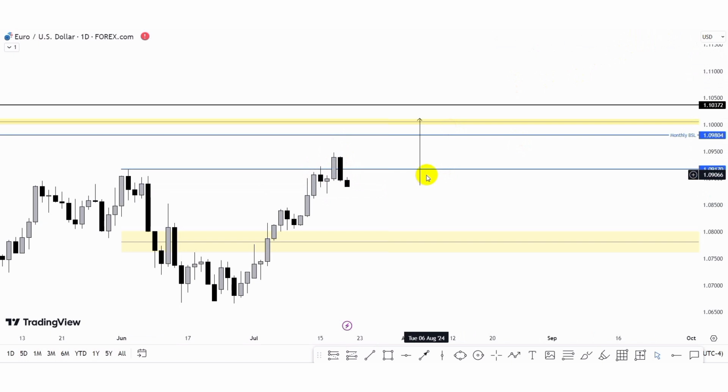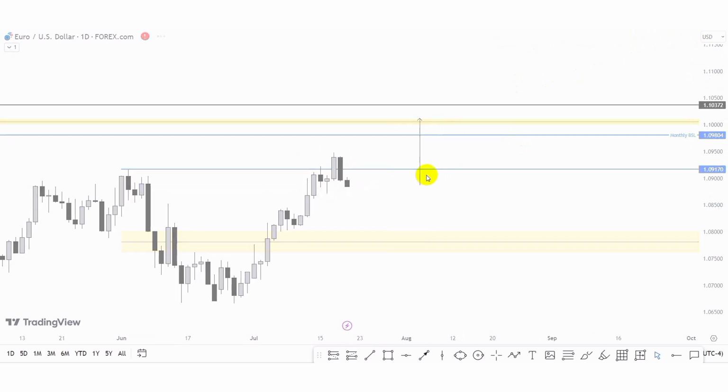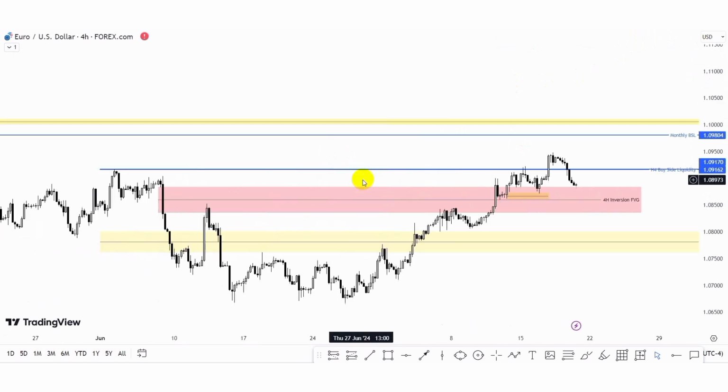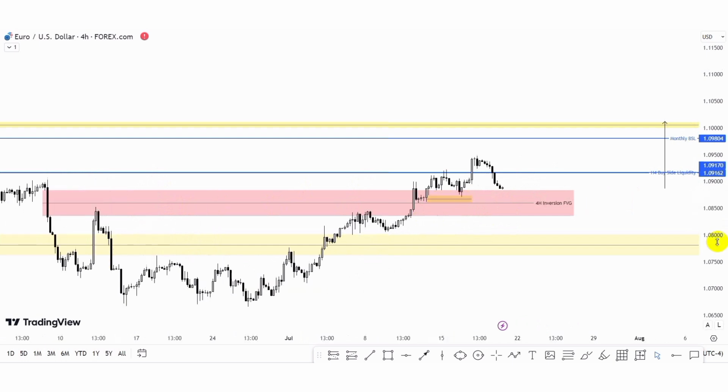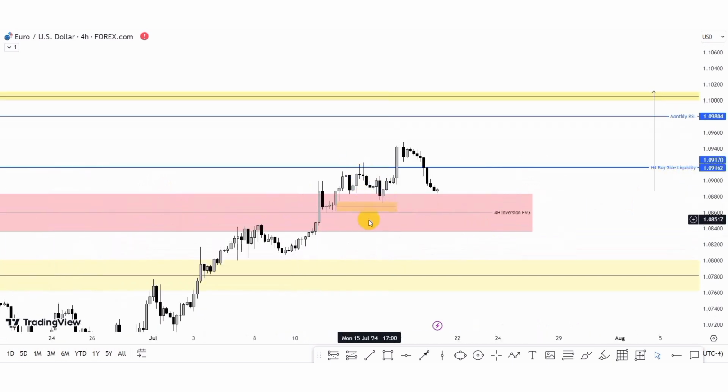So let's drop to the 4-hour time frame. Here we are in the 4-hour time frame. In the 4-hour time frame, we can see we had this 4-hour inversion fair value gap. So we expected to see price push back to mitigate this candle.